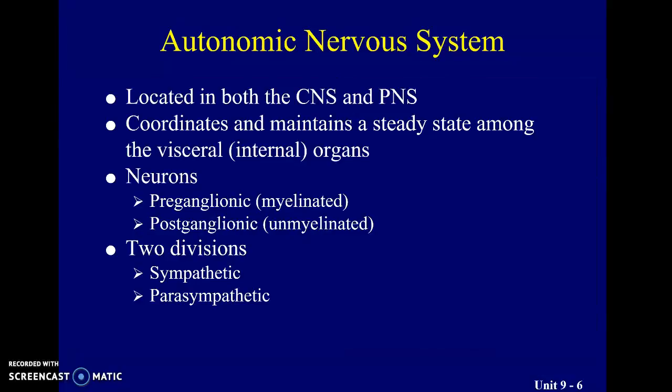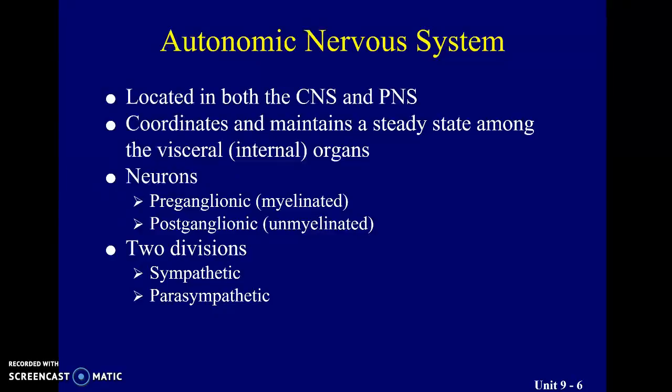A little bit more about the autonomic nervous system. The autonomic nervous system is located in both the central nervous system and the peripheral nervous system. Coordinates and maintains a steady state among the visceral internal organs. There will always be a balance between these two particular branches, as mentioned, the sympathetic and parasympathetic divisions of the autonomic nervous system. But again, one may take over in terms of magnitude relative to the other, depending on state.